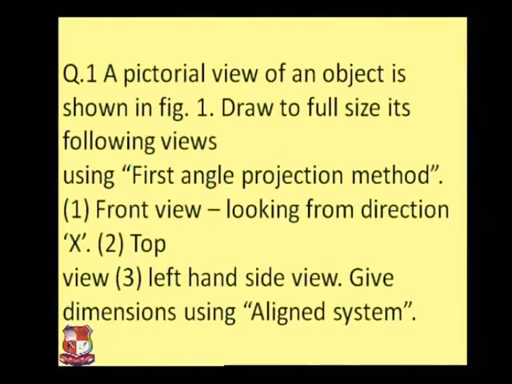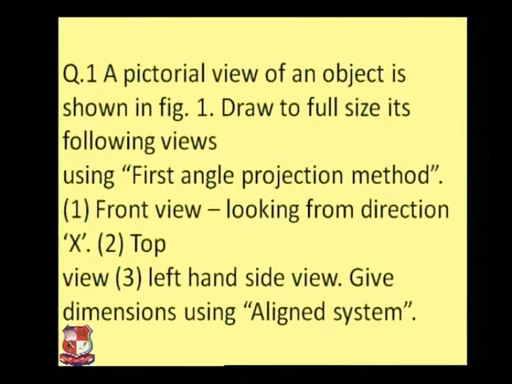Have a look at the problem. This is the problem related to orthographic projections. In this, we need to draw the orthographic projection using the first angle projection method. We need to draw the front view looking from the direction X, the top view and the left hand side view. Please note that all the dimensions need to be given using the aligned method only.